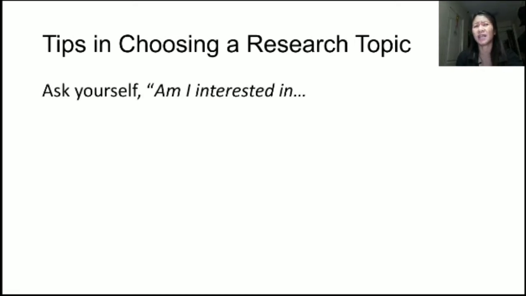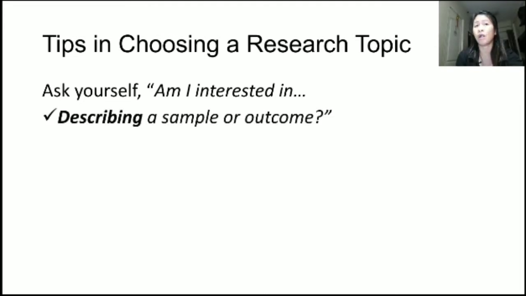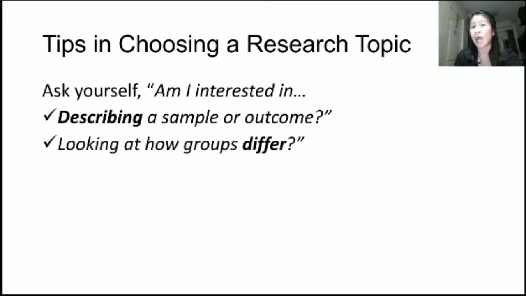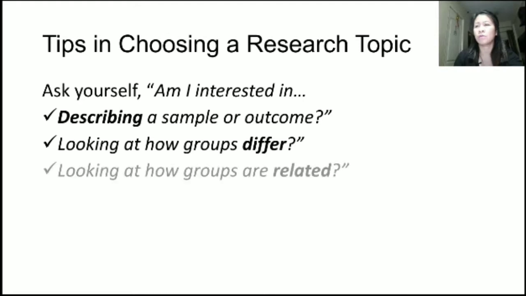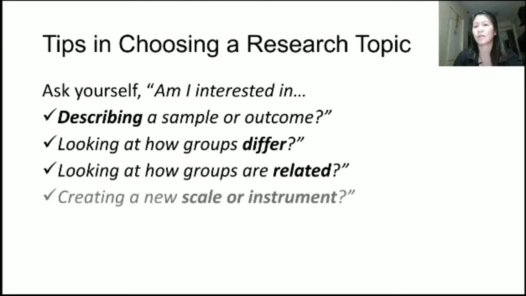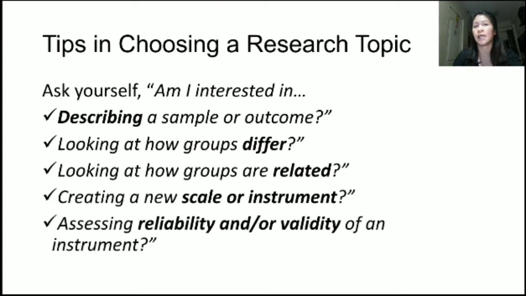Am I interested in describing a sample or an outcome? Or looking at how groups differ? Or how groups are related? Or in creating a new skill or instrument? Or in assessing reliability or validity of an instrument?